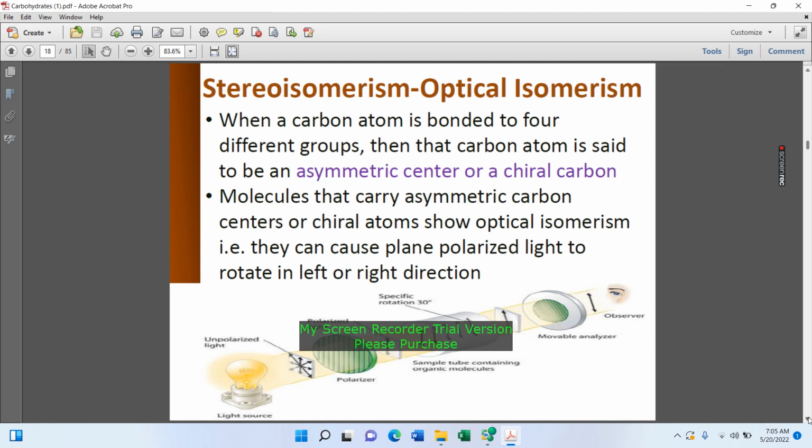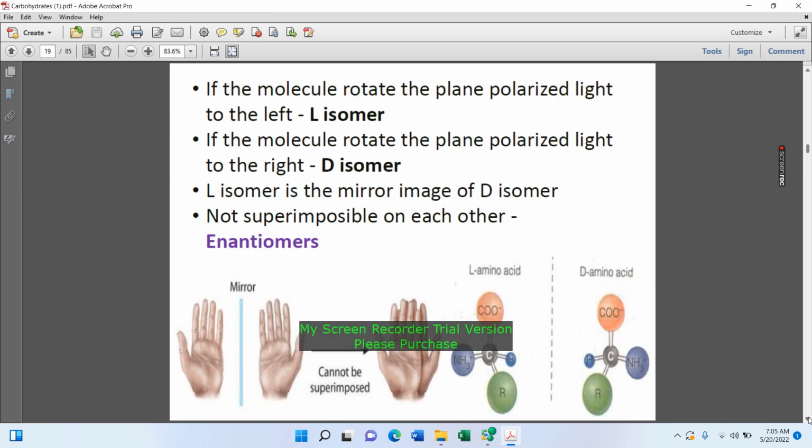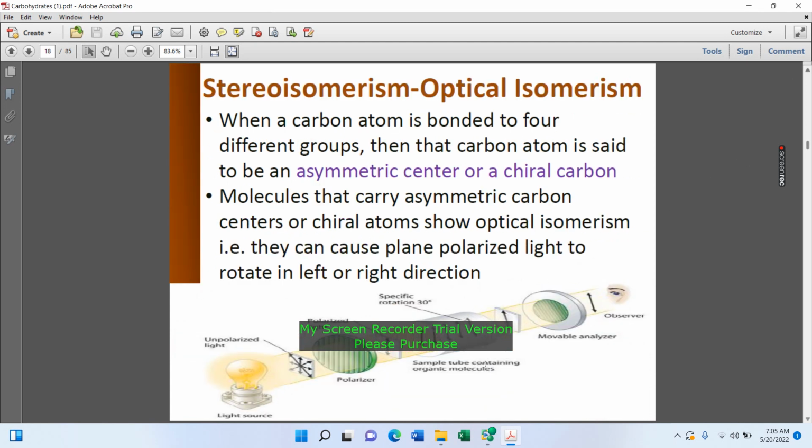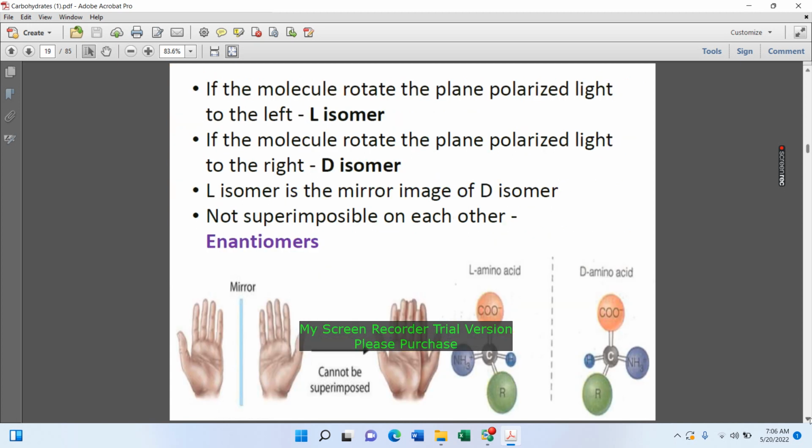So what is optical isomerism or stereoisomerism? It means they cause plane polarized light to rotate in a left or right direction. When this plane polarized light is directed towards the molecule or the compound, it will rotate. The light can rotate either left or right.